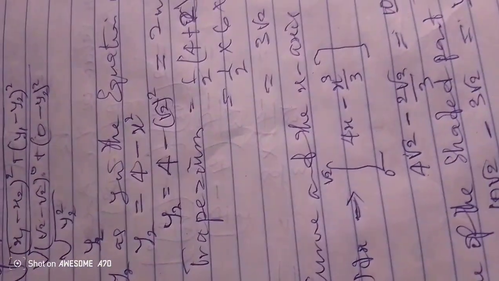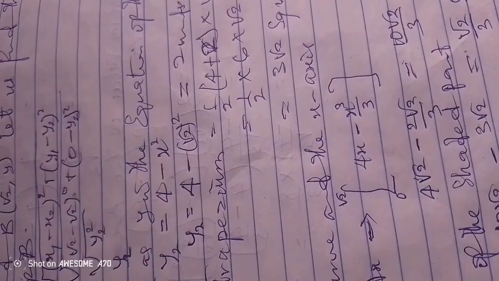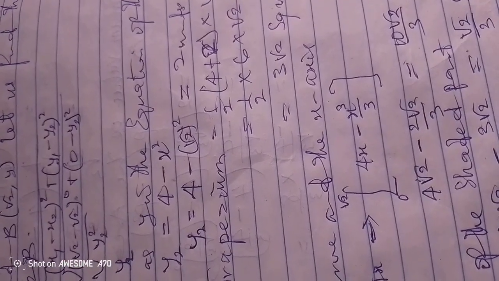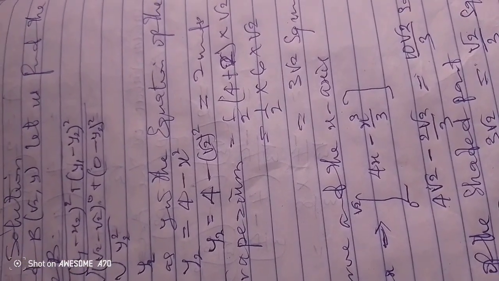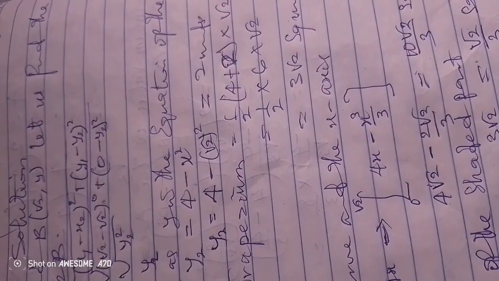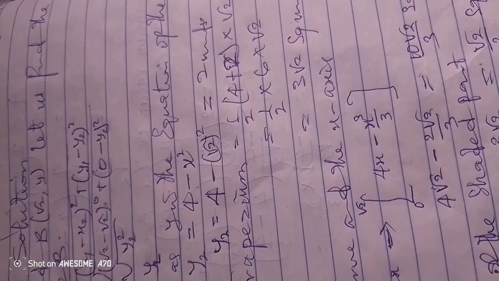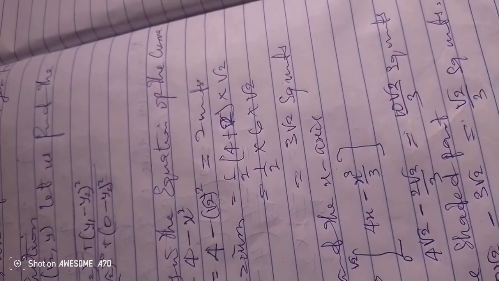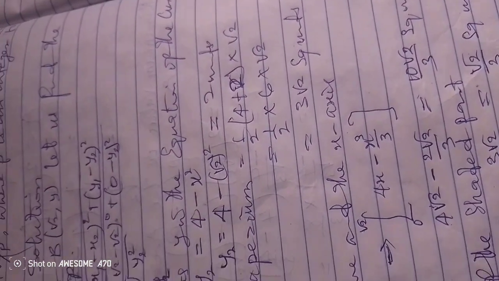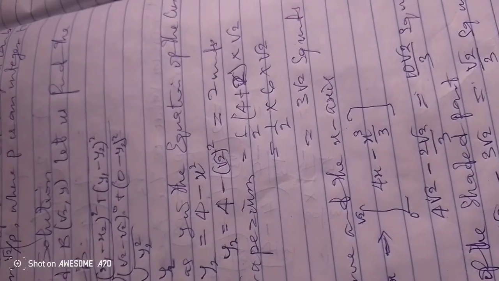If we substitute root 2, we have 4 root 2 minus 2 root 2 over 3. That is, root 2 raised to power 3 is 2 root 2, over 3. So if we subtract, we have 10 root 2 over 3 square units. That's the area under the curve in the diagram.